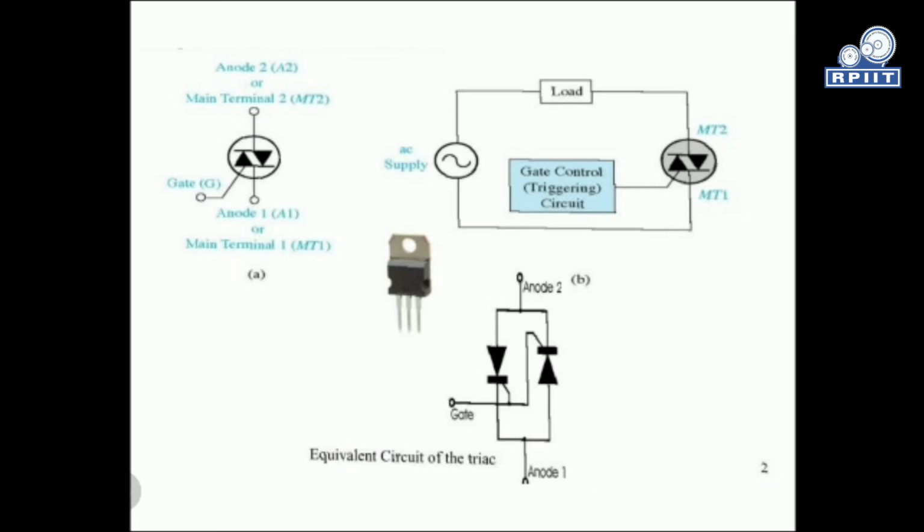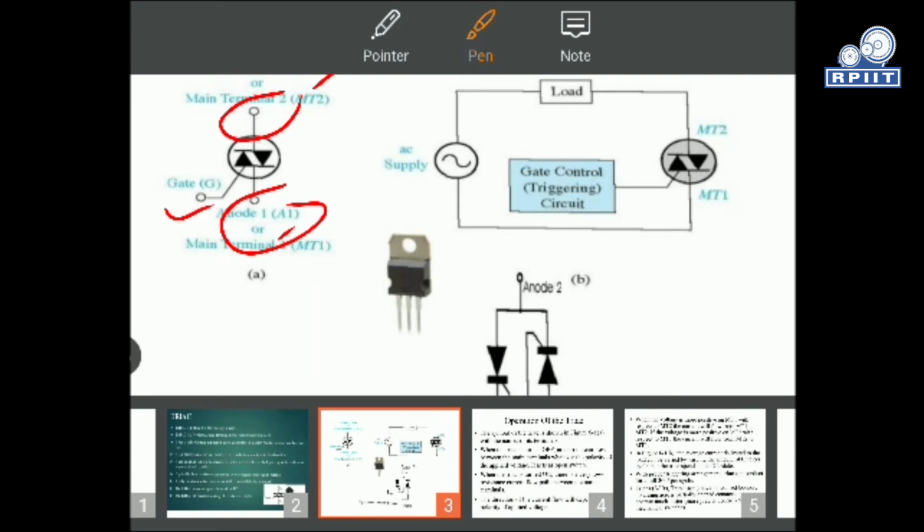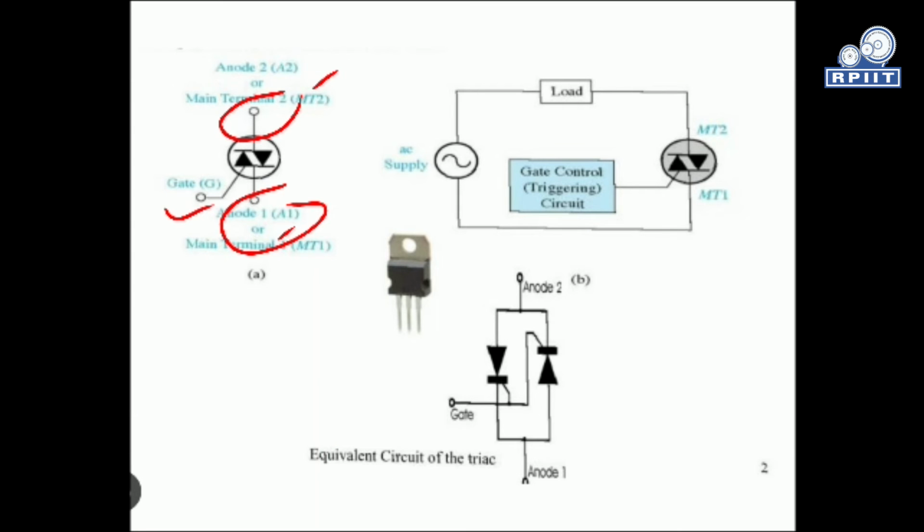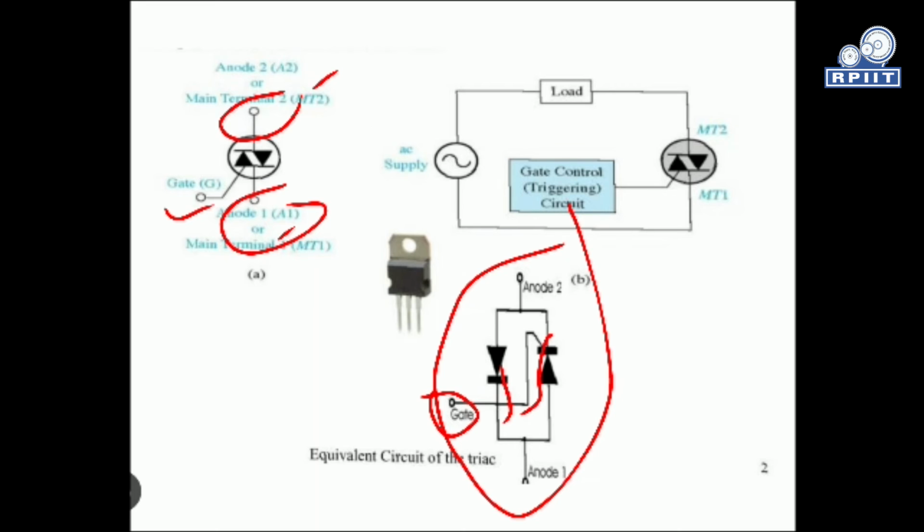It is a three-terminal device: MT2 and MT1, that is anode 2 and anode 1, and another terminal, the gate terminal. These are parallel thyristors connected in one device. This is the simple equivalent circuit, where two back-to-back thyristors are connected with a common gate terminal. The gate terminal is connected to both thyristors, and anode 2 and anode 1 are directly connected to our supply and the load.